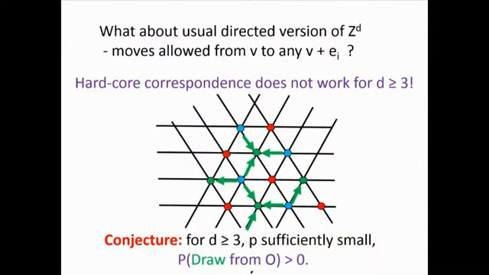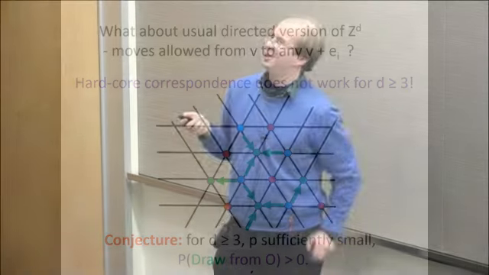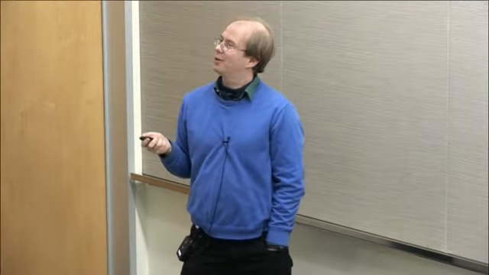And, well, you might ask, what about the usual lattice, Z^d? If I want to consider 3 dimensions, maybe the most natural directed graph is just Z^d, and you're allowed to move north, east, or up. You're allowed to increase any coordinate by 1. That's the directed graph. Those are the allowed moves. Well, here, this hardcore correspondence really breaks down. And again, it's not just because we were too lazy.